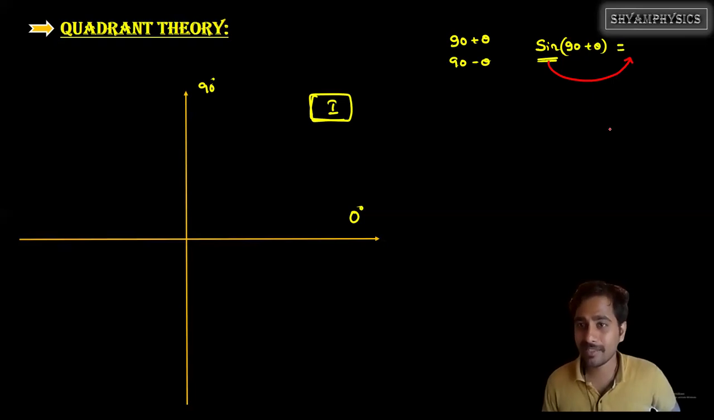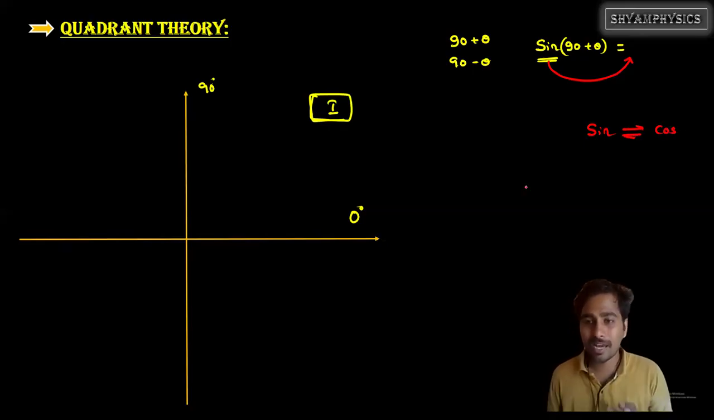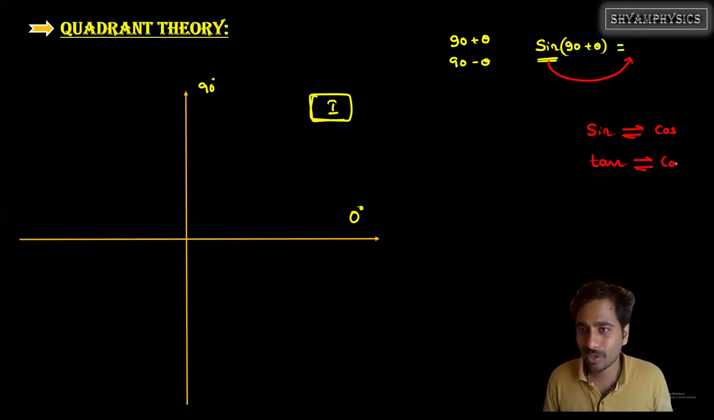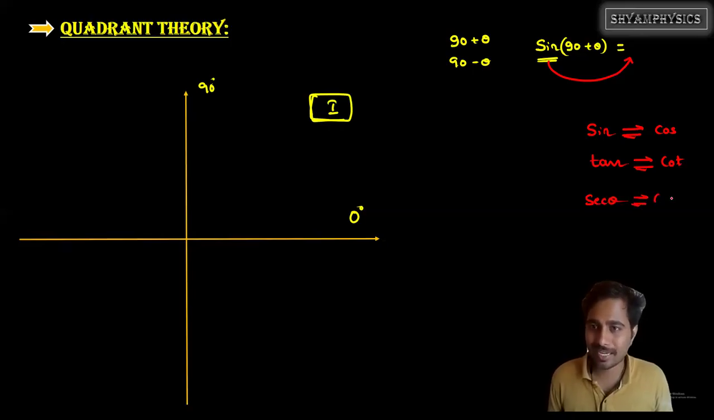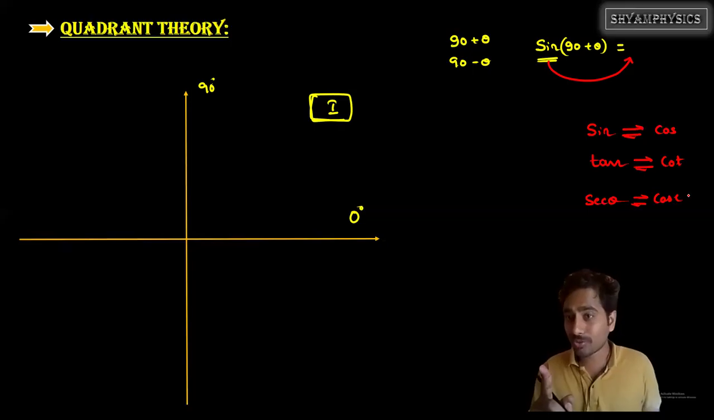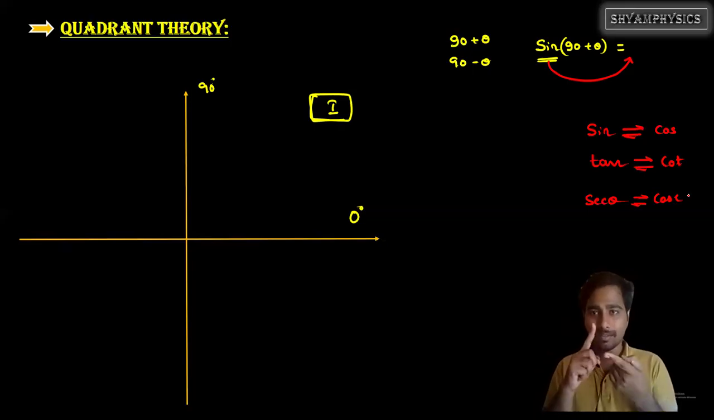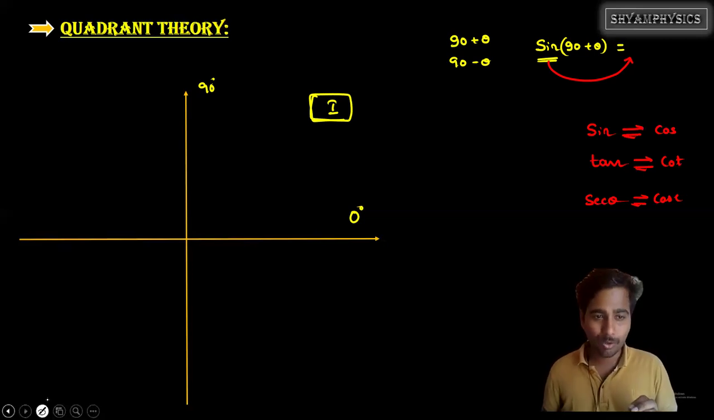If it is sine, we need to change this one to cos. If cos exists, you need to change it into sine. If it is tan theta, then you need to change this one to cot theta. If it is secant theta, you have to change this one to cosecant theta. You have to do this only when 90 plus theta or 90 minus theta comes. Otherwise, one more option is there.